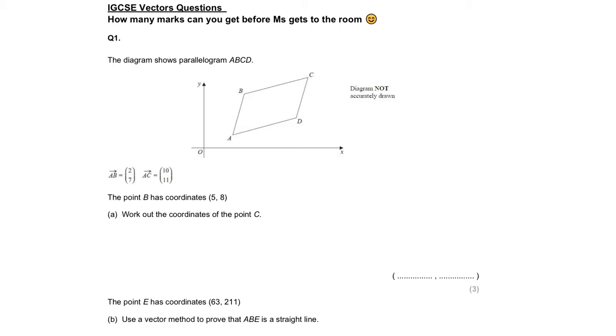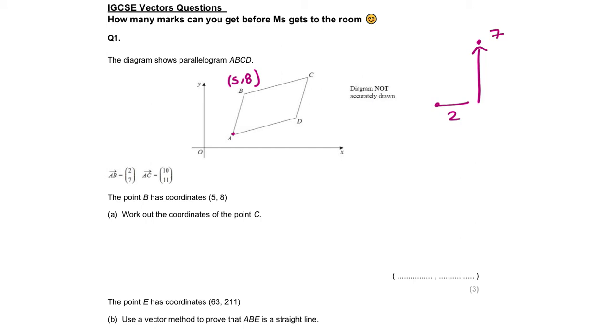So the diagram shows a parallelogram. The point B has coordinates (5, 8). Okay, so I know that this is (5, 8). It says AB is (2, 7), so it means from A to B, to get from A to B, I've gone across 2 and up 7.